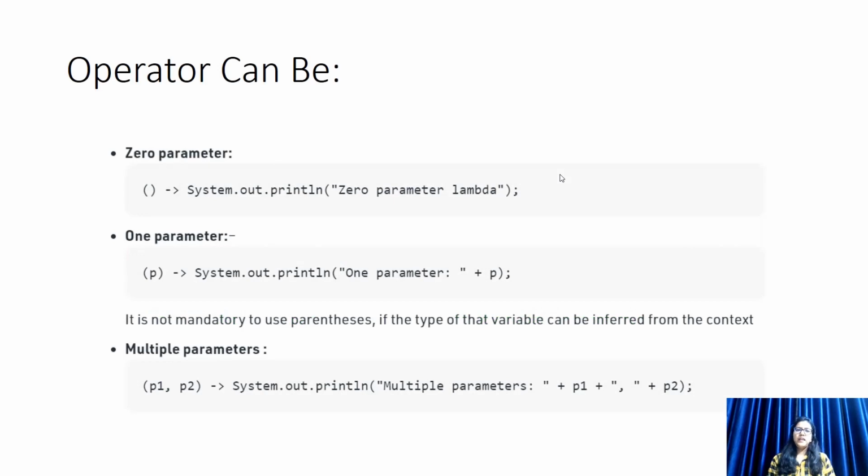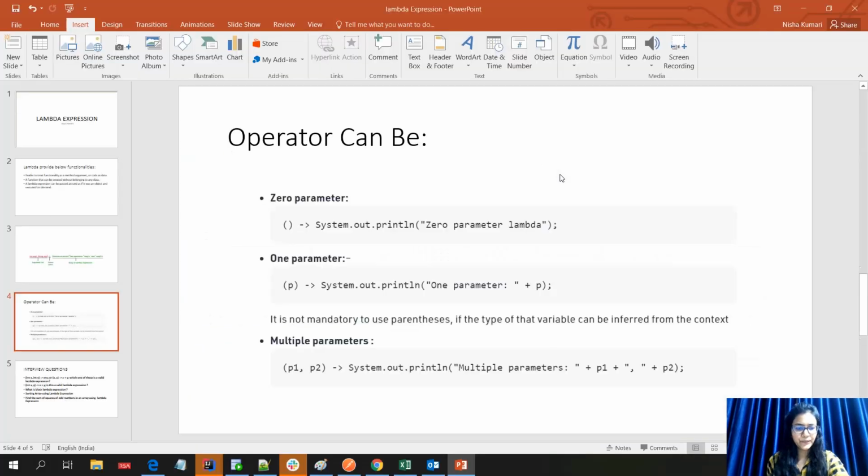Moving on, we can have the parameters in 3 types: 0 parameter, 1 parameter, or multiple parameters. The syntax is very easy. For 0 parameters, as you can see, inside the parentheses we won't have any parameter. For 1, we'll have 1, and obviously for multiple parameters, it can be more than 1. I'll also share the interview questions, but at the end of the session. Let's dig more into the code part.